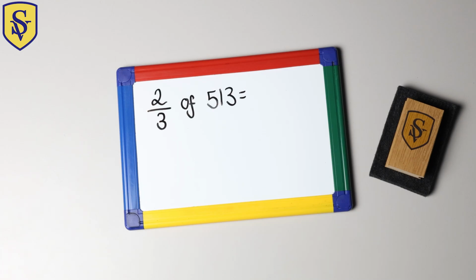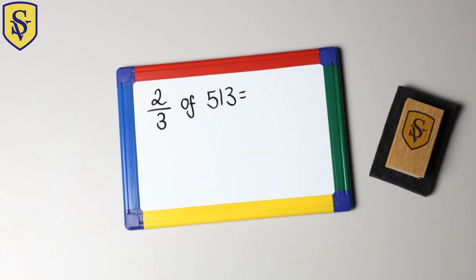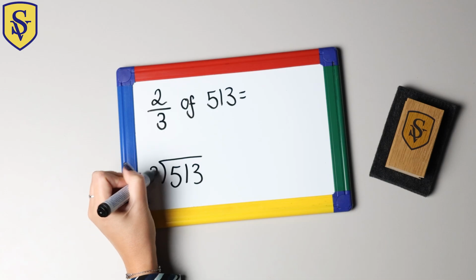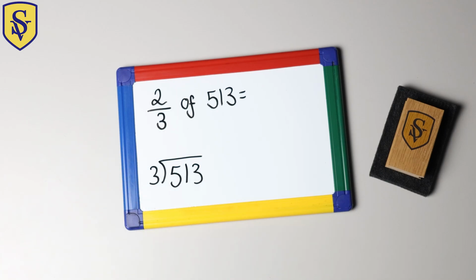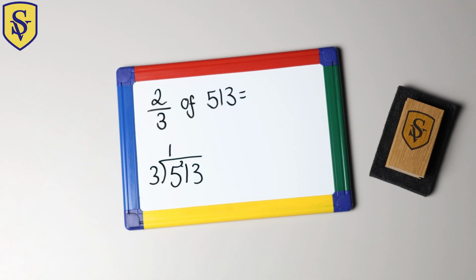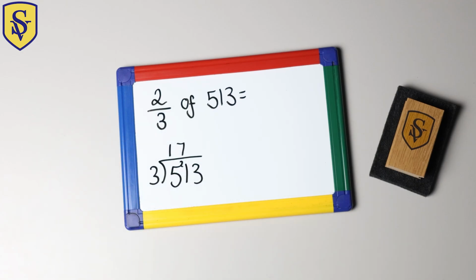So to complete this calculation, there are going to be 2 steps. You start by dividing by the denominator and then you multiply by the numerator. So divide by the bottom and then multiply by the top. So start off with 513 divided by 3. So begin with how many 3's go into 5? The answer is 1, remainder 2. How many 3's go into 21? The answer is 7. And how many 3's go into 3?